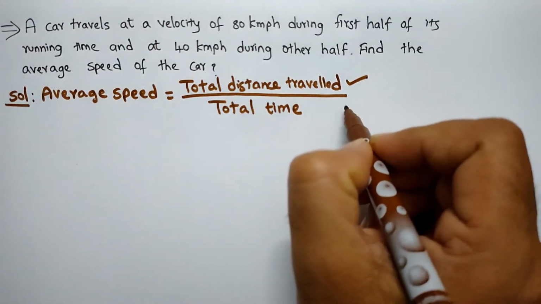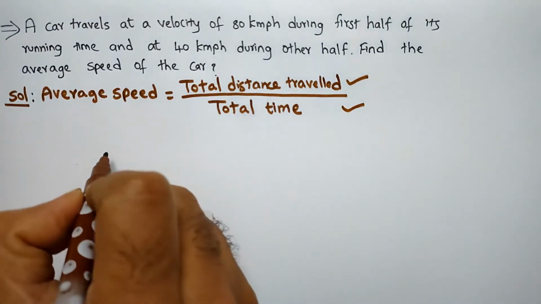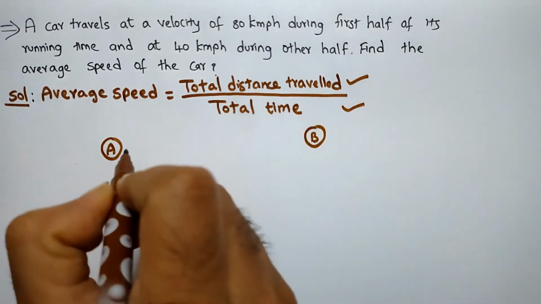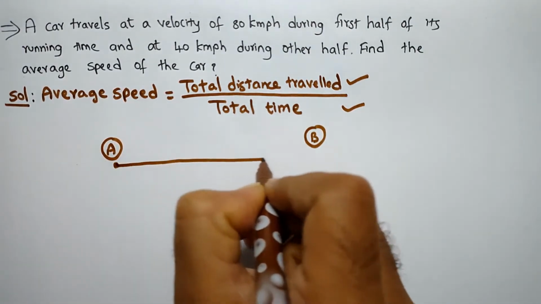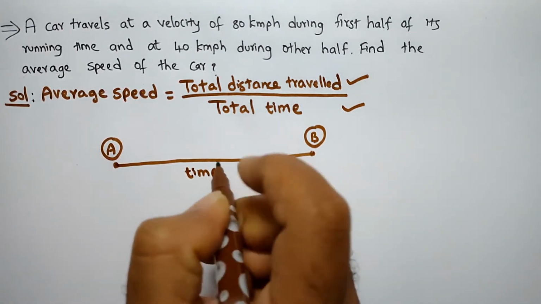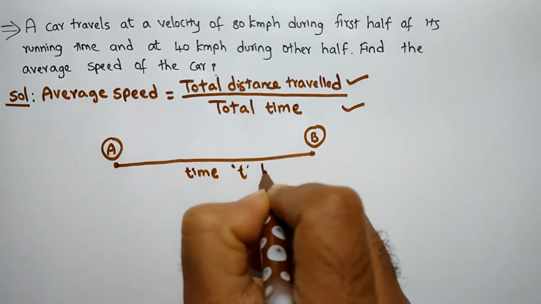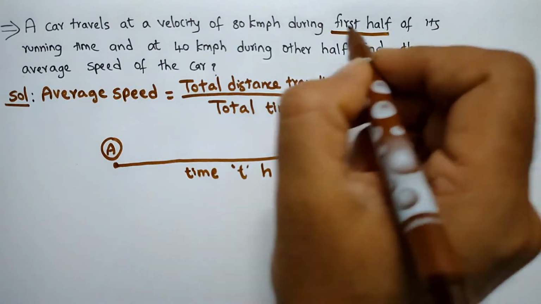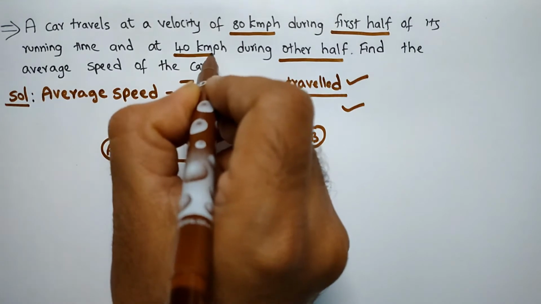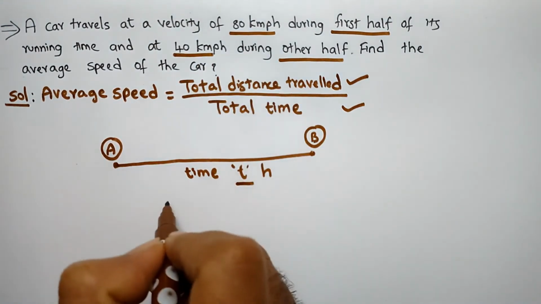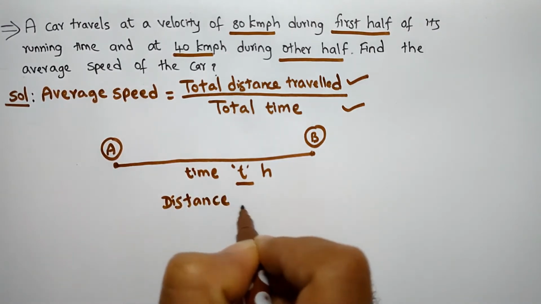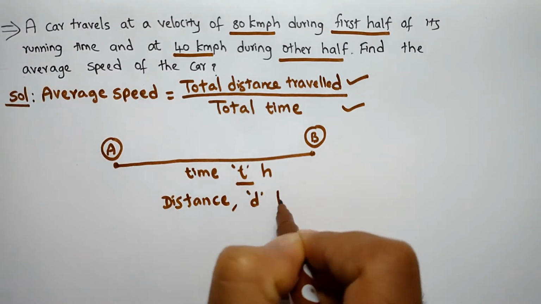We know that average speed is equal to total distance traveled by total time. Let us assume 2 points A and B. A car started from A and it has reached B in time t hours. For this total time, first half of the journey it has traveled with 80 kmph and other half it has traveled with 40 kilometers per hour. In order to find the average speed, we should know the distance traveled by the car and let the distance be d kilometers.